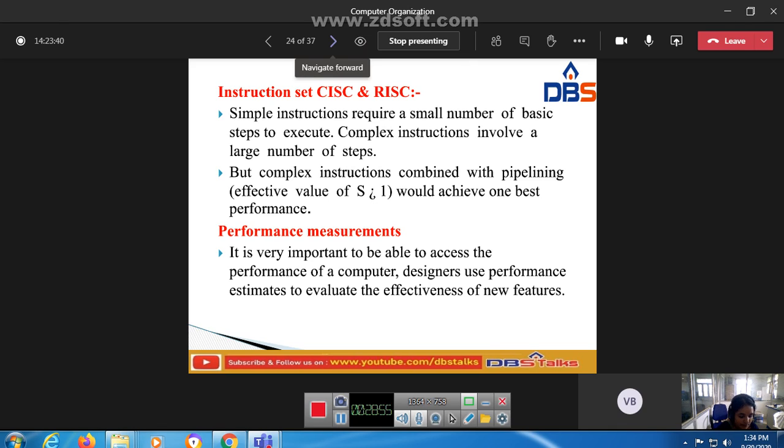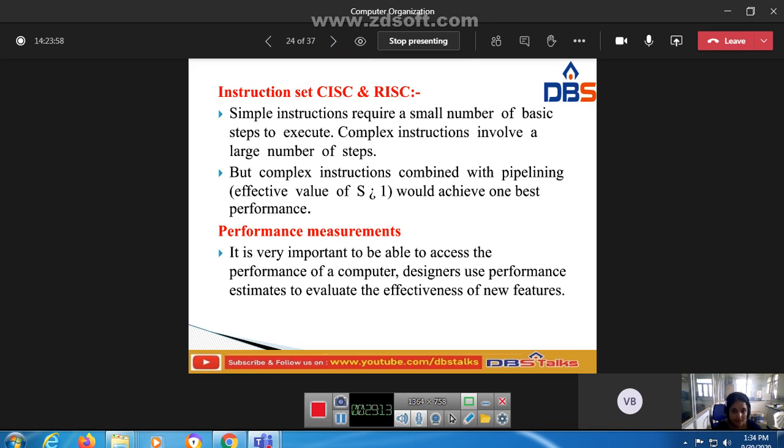Standardized programs must be used. So in these benchmark programs, synthetic programs do not properly predict the performance obtained when real application programs are run. So this is called the performance measurement.